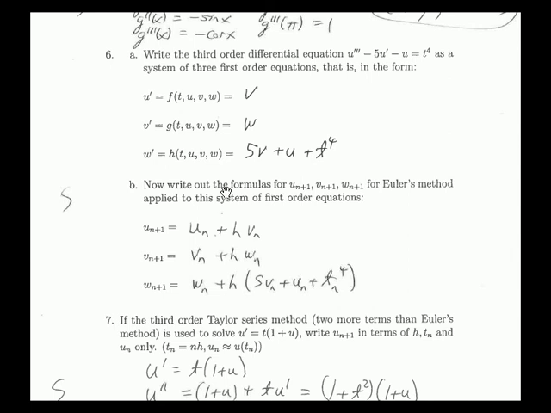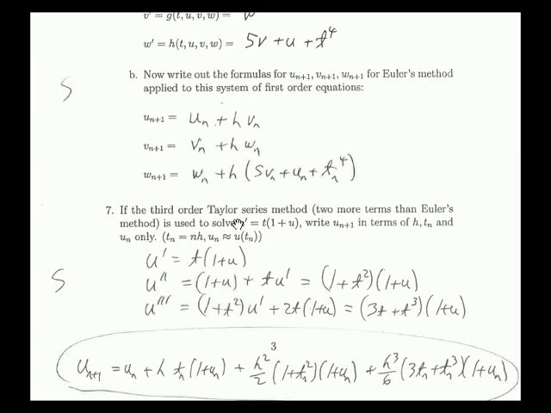And then it says now write out Euler's method applied to that system. Well, Euler's method is just new vector UVW is old vector UVW plus h times F1, F2, F3. So very straightforward once you have it written as a system of first-order equations to apply Euler's method or other methods to it.